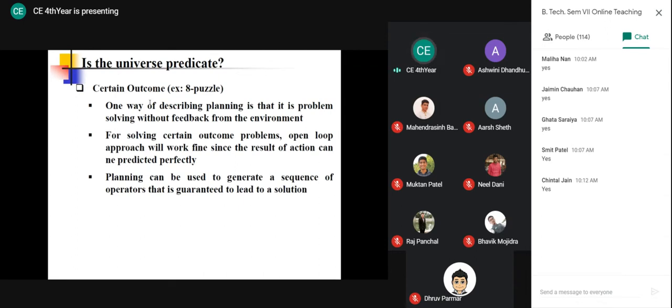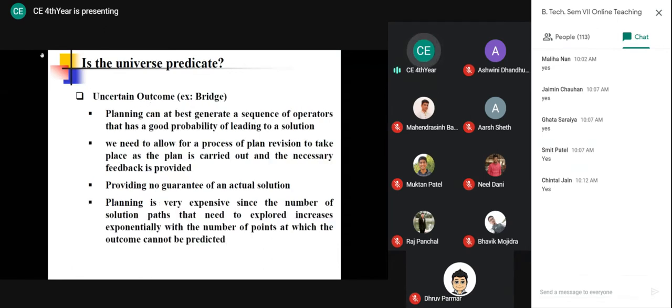And that's why the best we can do is investigate several plans and use the probability of various outcomes to choose a plan that has the highest estimated probability of leading to a good score. Right? So you can say that in an uncertain outcome, the planning can generate a sequence of operators that has a good probability of leading to a solution. We need to allow for a process of plan revision to take place as the plan is carried out and the necessary feedback is provided.